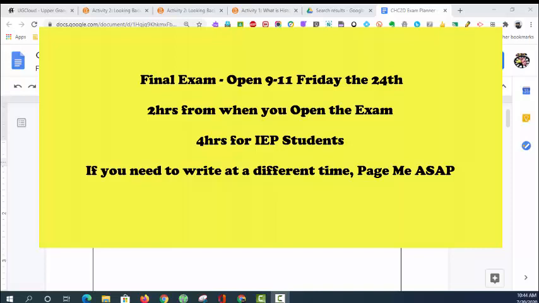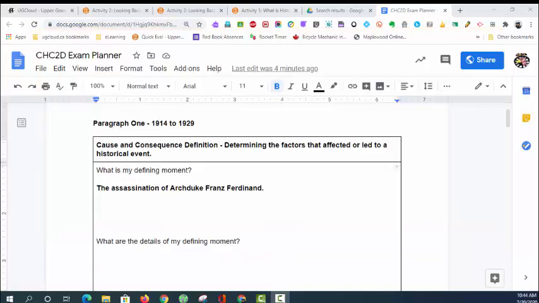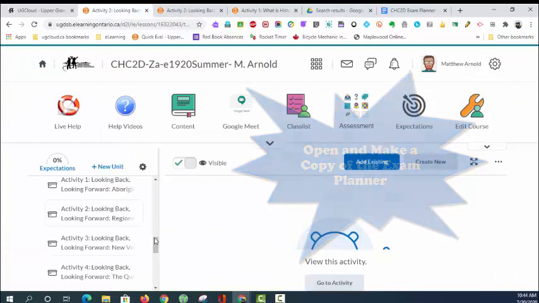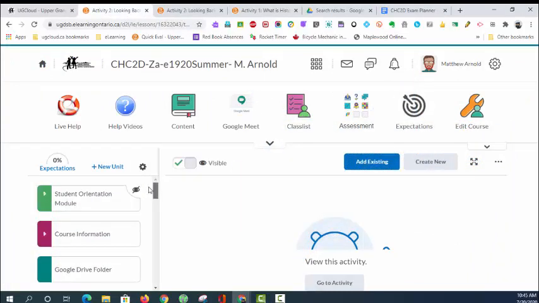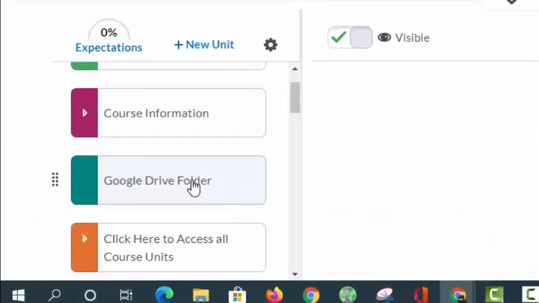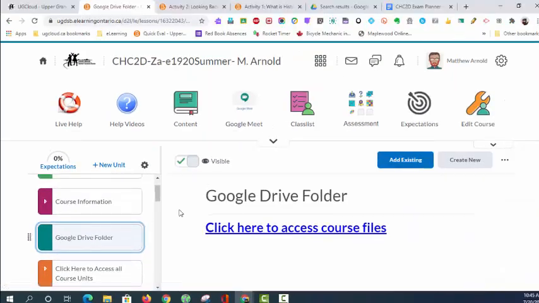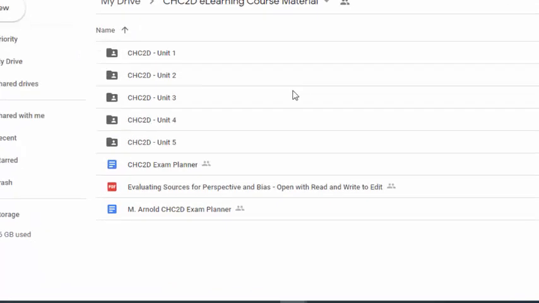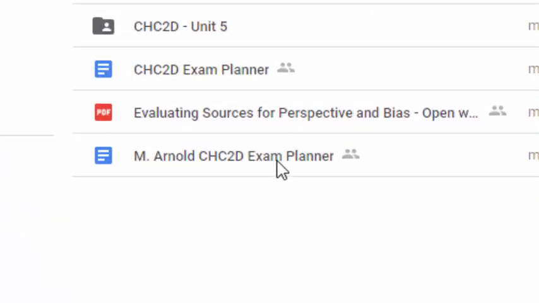Great. Now we will talk about how to fill out the exam planner. So the first thing that you're going to want to do is open the link on the course homepage for the exam planner. You can also access the exam planner by going to the Google Drive folders in the content. Then you can open the course file folder and you will be able to find the exam planner here.